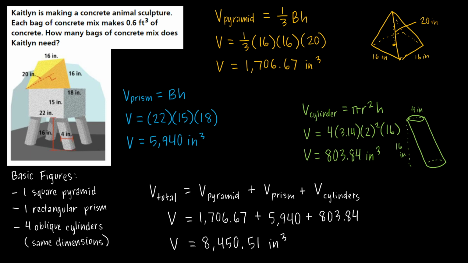The problem was not asking us to find the volume of the sculpture. The problem was asking us to find how many bags of concrete mix this person will need to make the sculpture. So let's continue that on another slide. Looking back at this problem, each bag of concrete mix makes 0.6 cubic feet of concrete. So let me bring back our total volume, which was 8,450.51 cubic inches. I'm already seeing a conflict of units here. We have a volume in inches cubed, but the problem is asking for feet cubed. So let's do a little unit conversion here.